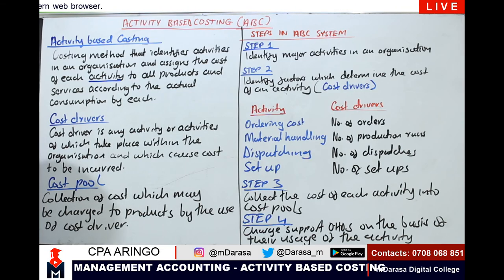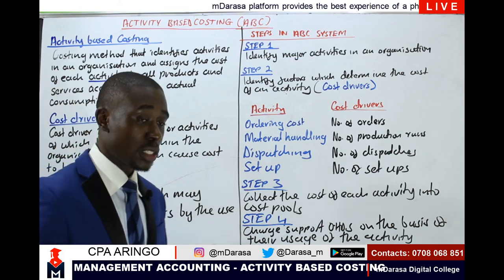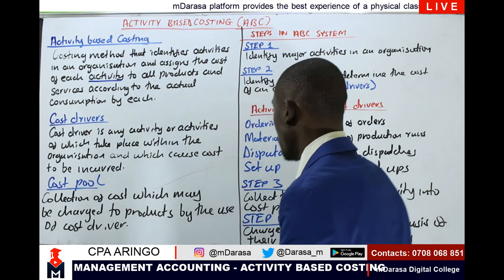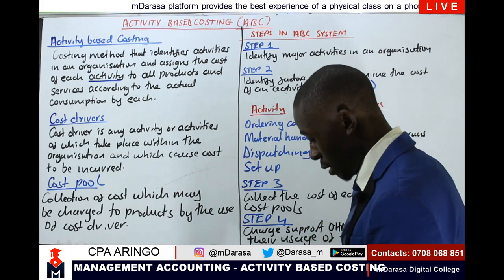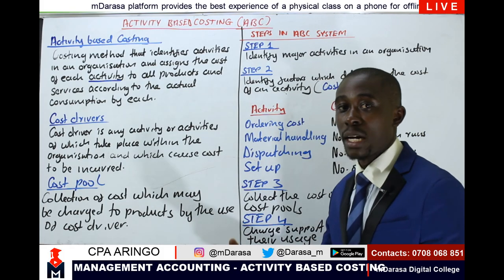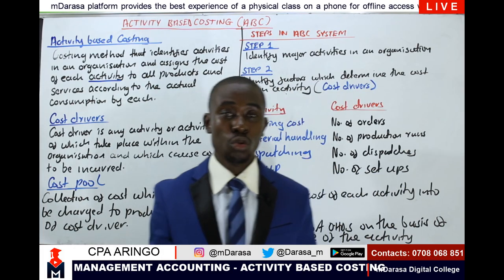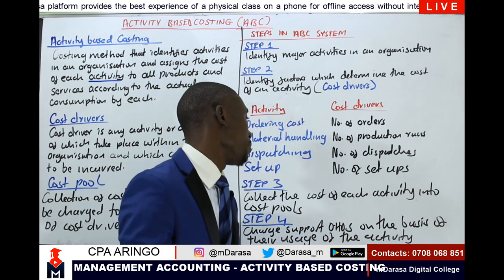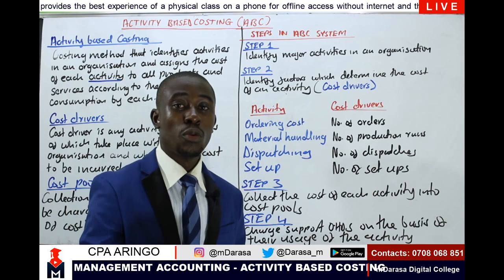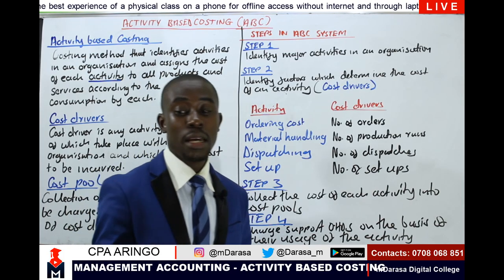So you'll find that whenever you're talking of the usage of the activity, ideally you're talking of a product's usage of an activity, which is measured by the number of activity cost drivers it generates. Say, for example, number of orders. I'm having, say, product A. For product A, how many orders will we be having? Say, talk of maybe setups. For product A or product B, how many setups will we be having?